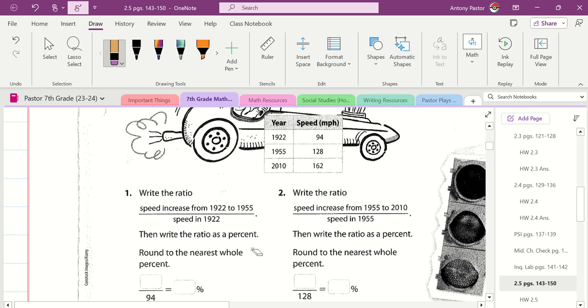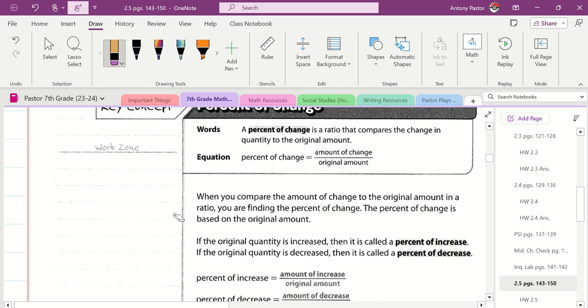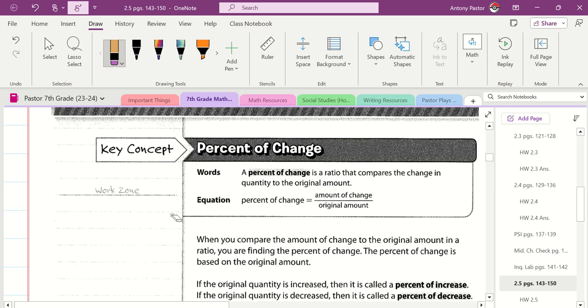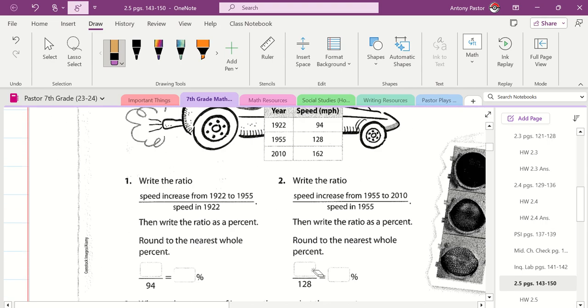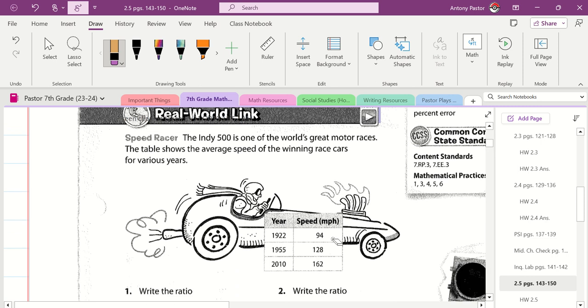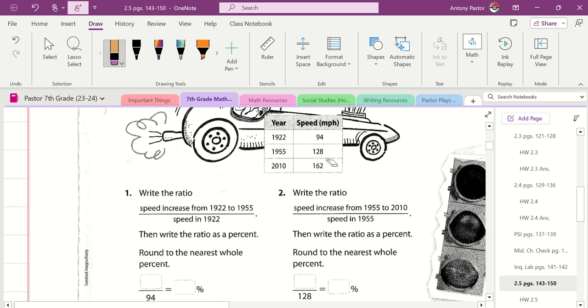And we're going to erase this. And we're going to talk about percent of change. Percent of change is a ratio that compares the change in quantity to the original amount. So what we did here was we checked. We said in 1922, the high speed was 94 miles an hour. And then in 1955, it was 128. When we took the difference between the two, we realized that it was an increase of 34.